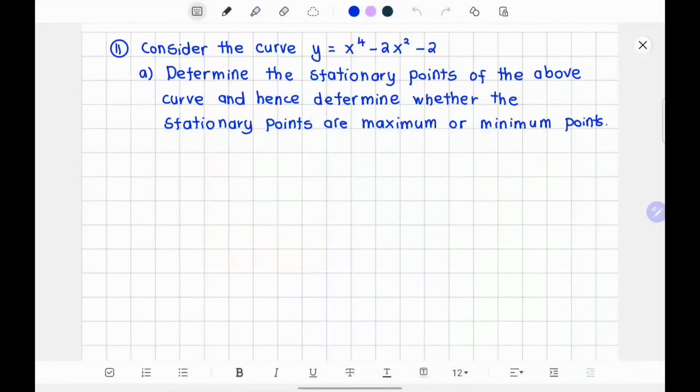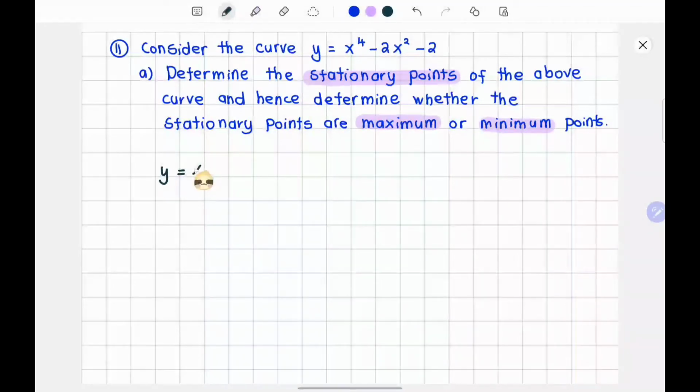Number 11. Consider the curve y equals to x power of 4 minus 2x square minus 2. First question, determine the stationary points of the above curve and hence determine whether the stationary points are maximum or minimum points. So kita nak find stationary point and then check the maximum ke minimum. Okay. Soalan kita y equals to x power of 4 minus 2x square minus 2.